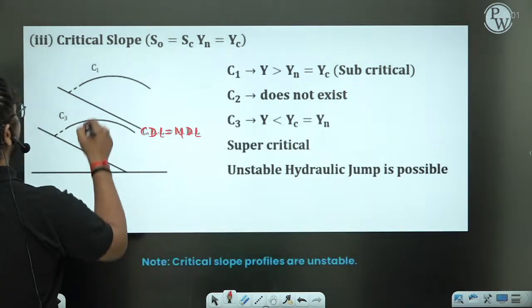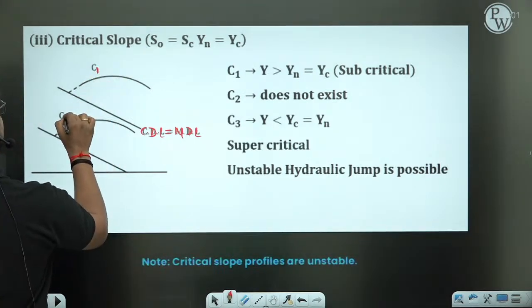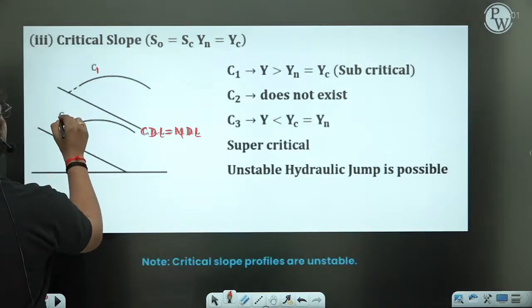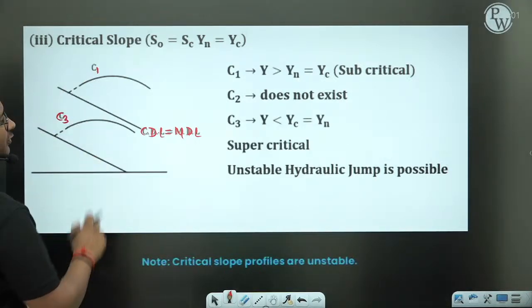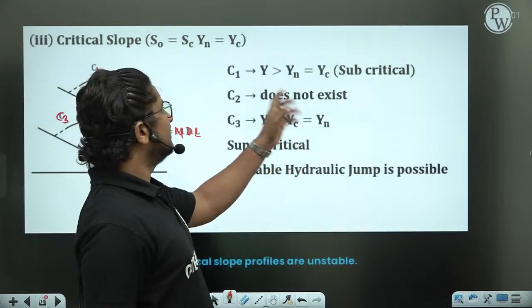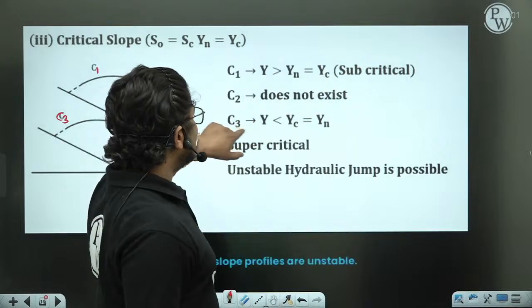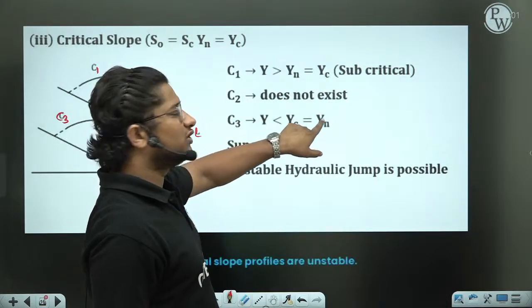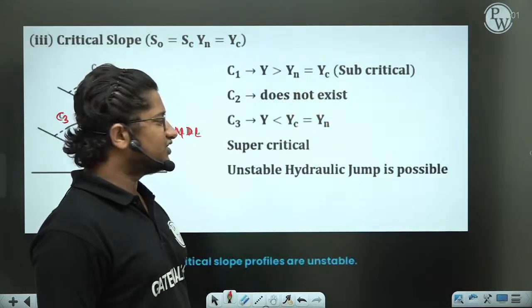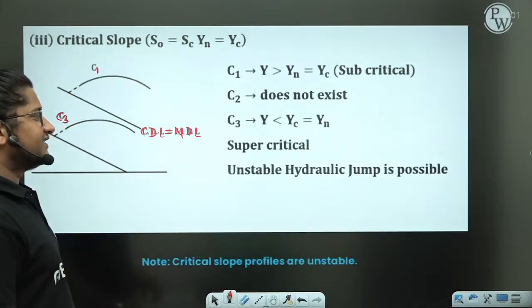So in that case, what will happen? C2 will be missing. C2 does not exist. C1, y greater than yn, yn equal to yc, it is a subcritical condition. C3, y less than yc, yc equal to yn, it is again a supercritical condition. Unstable hydraulic jump is possible in this case.